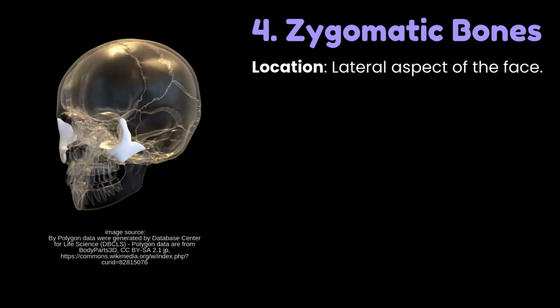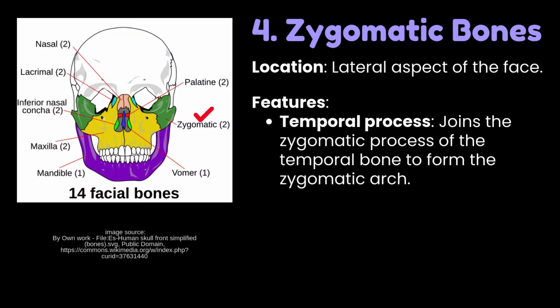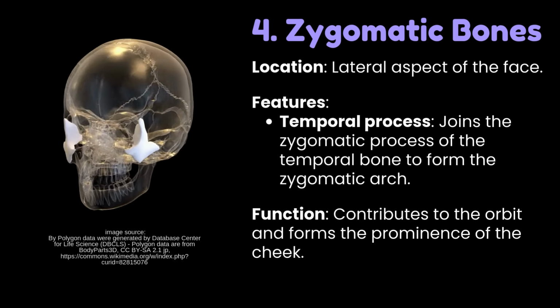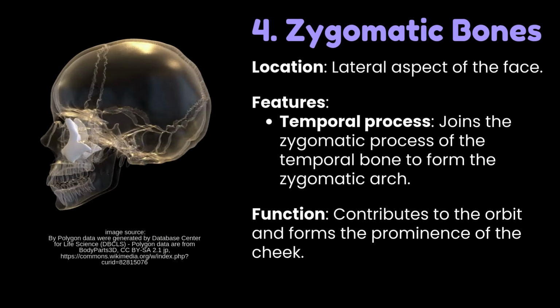Number 4. Zygomatic bones. They form the lateral aspect of the face. They have the following features. Temporal process. Joins the zygomatic process of the temporal bone, to form the zygomatic arch. They contribute to the orbit, and form the prominence of the cheek.